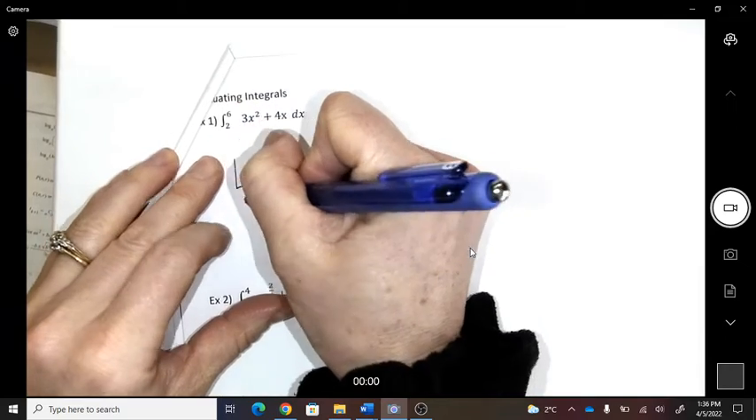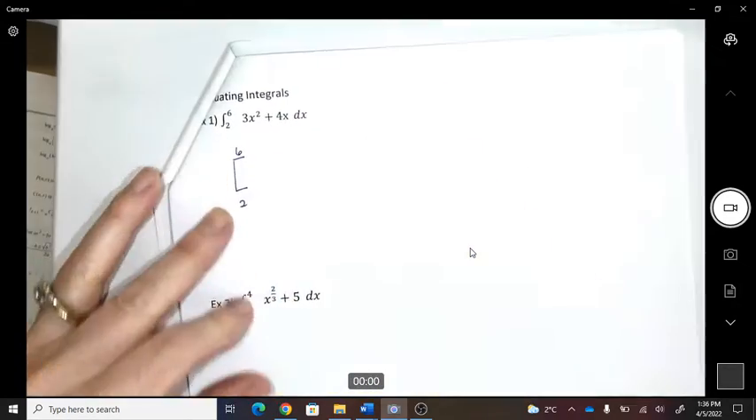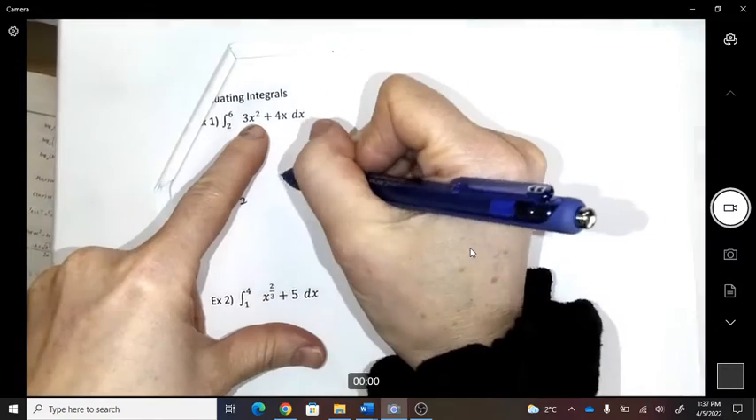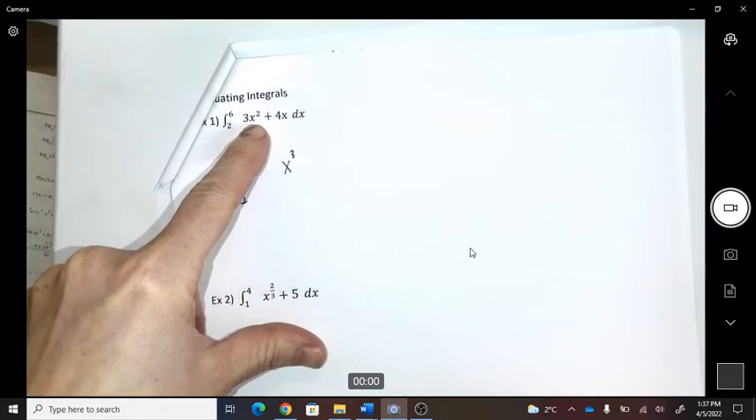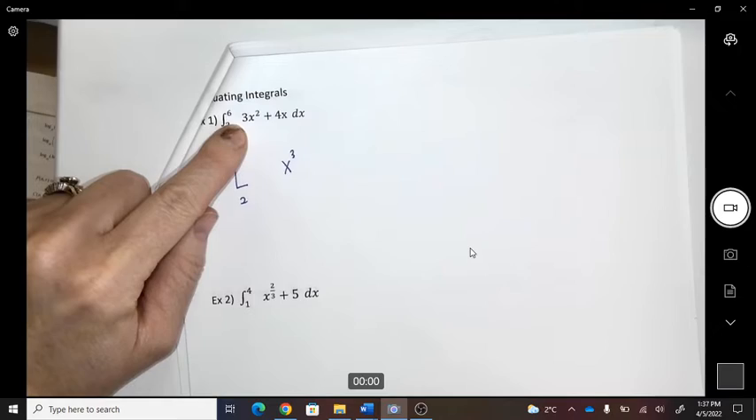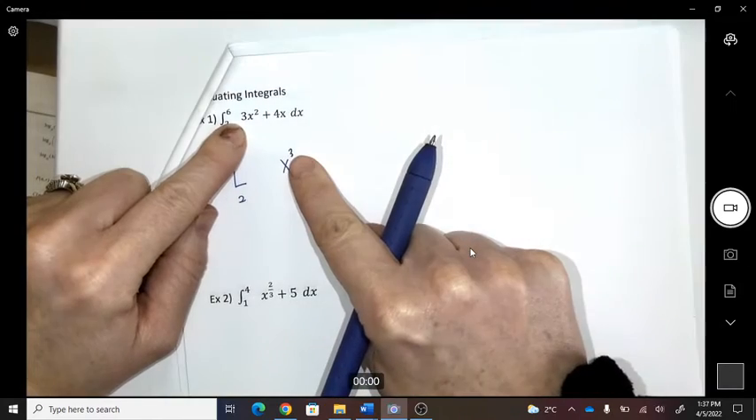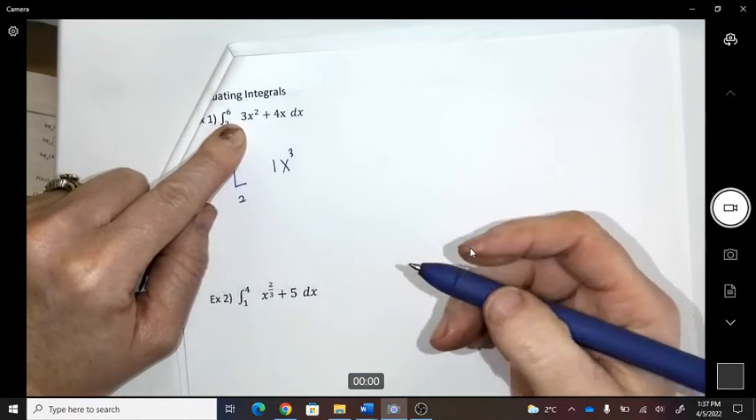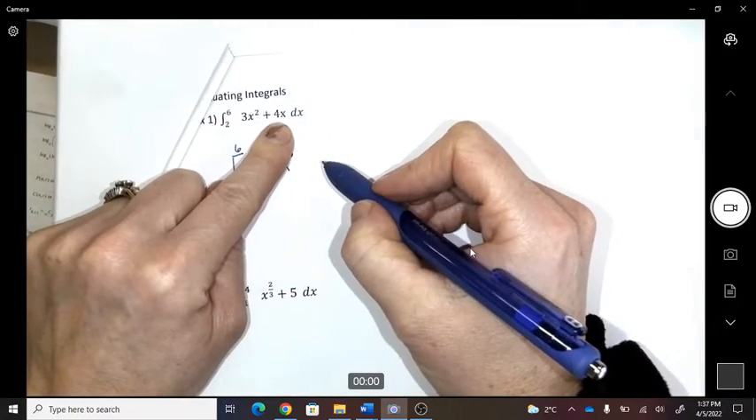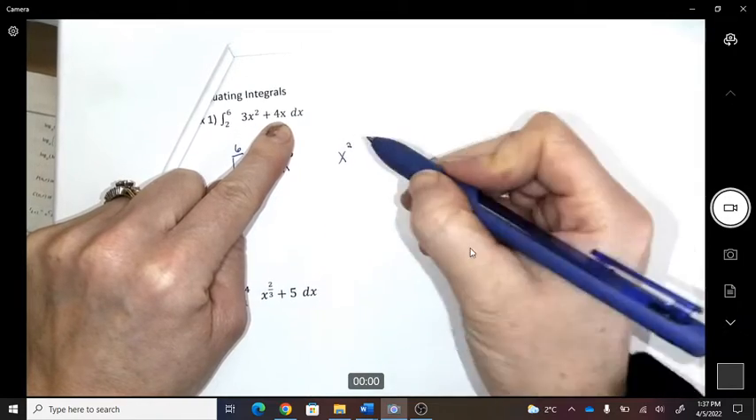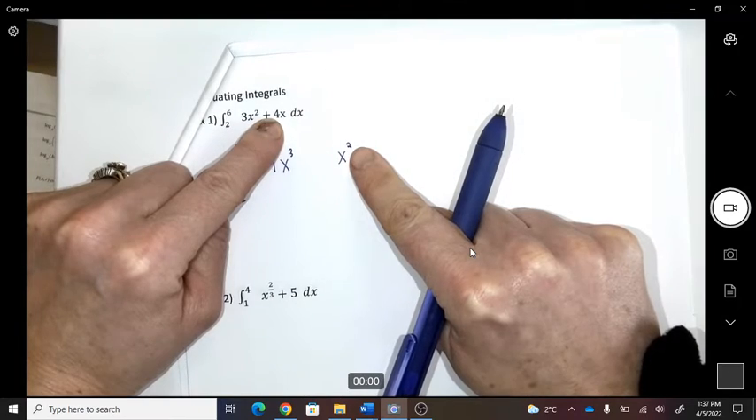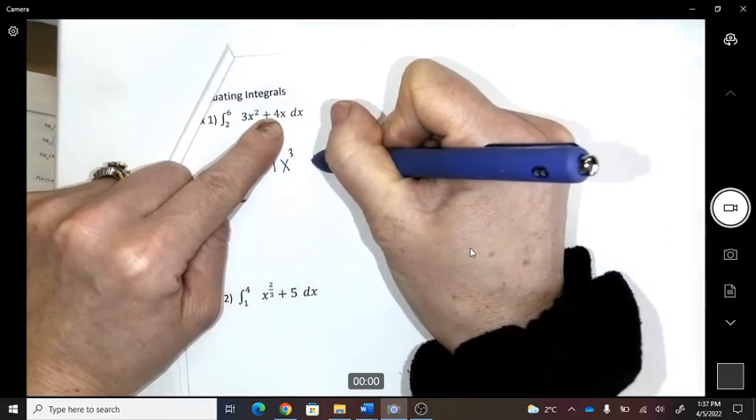Ready? We're going to, from 2 to 6, find the antiderivative. You ready? This squared would have started as a cubic. Take what's in front and divide it by the new exponent. So 1, or you don't need to write it. This would have started as a squared. Take what you had and divide it by the new exponent, which makes it 2.